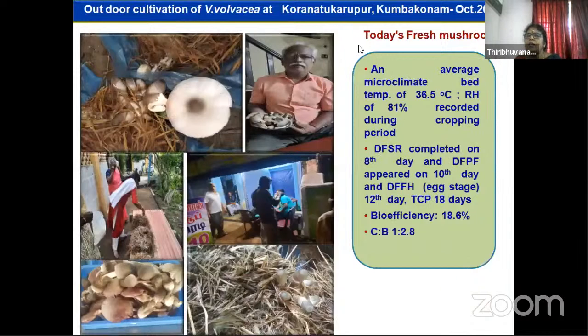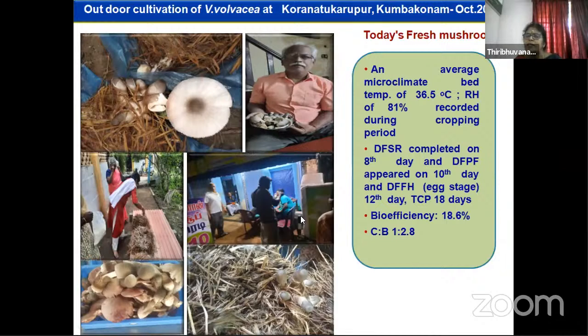And another farmer at Kumbakonam, which is a delta area, a rice growing area. Here I conducted a trial, and there also we could see that a bioefficiency of 18.6% was achieved within an 18 day cropping period, as in other areas with a good microclimate. He actually has a shop nearby his farm itself, and that day I was there by 7 o'clock in his field. We could see a lot of people there.